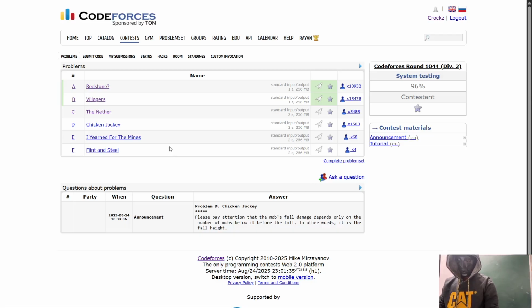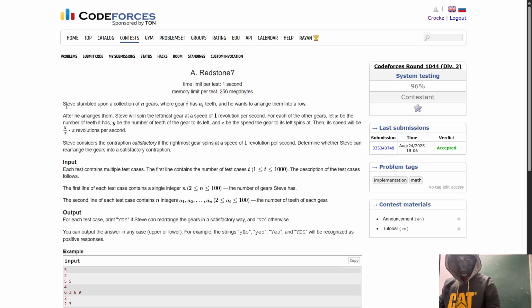Hello everyone, let's start with the problem Redstone, which was asked in Codeforces Round 1044 for Division 2. So let's read out the problem.